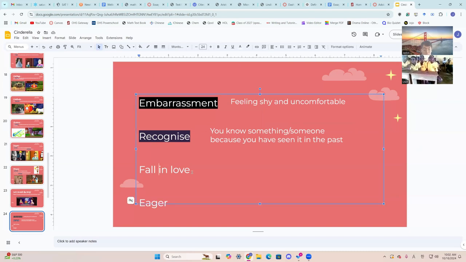And the third phrase is fall in love. So can anyone describe what fall in love means? It can be pretty straightforward, but can someone explain what it is?